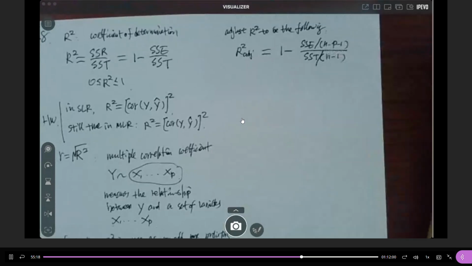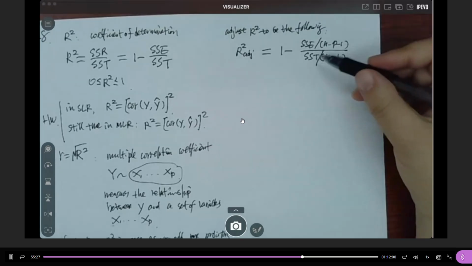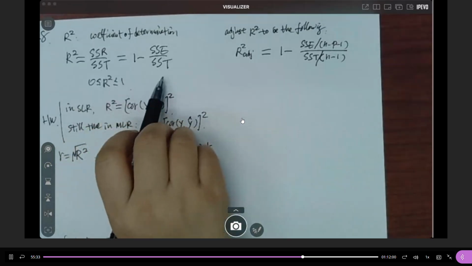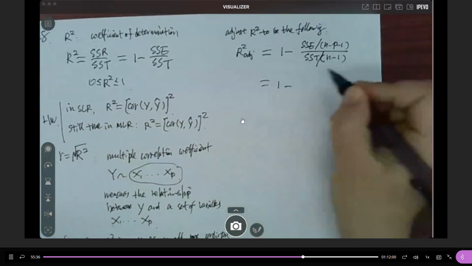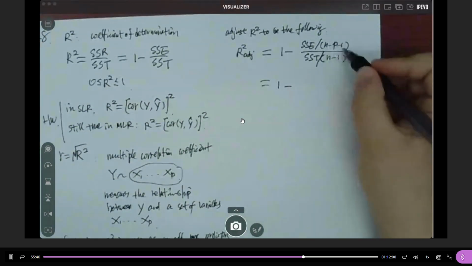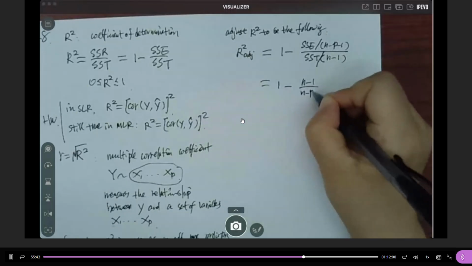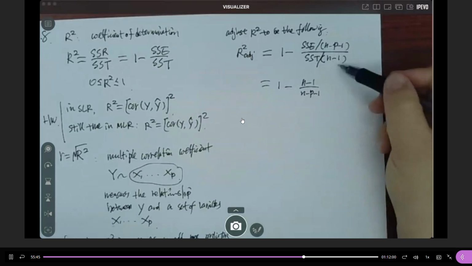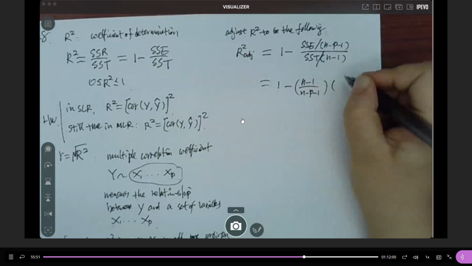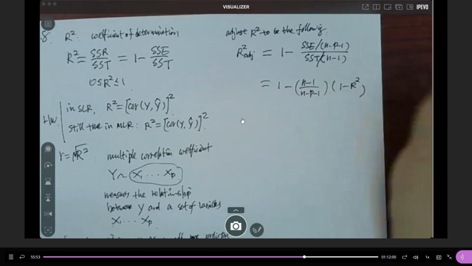So basically, this one will avoid the problem we had before, which is R squared increasing as you add more predictors. With this, we normalize each term by its own degree of freedom. Then you can use this as a measure for the goodness of fit, okay? If we plug in the old definition of R squared, which is just 1 minus SSE over SST, it is actually equal to 1 minus n minus 1 divided by n minus p minus 1, right?